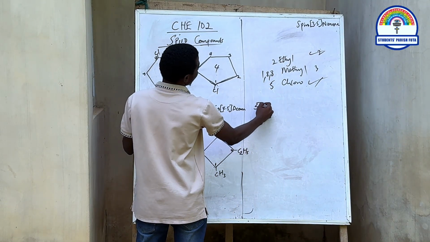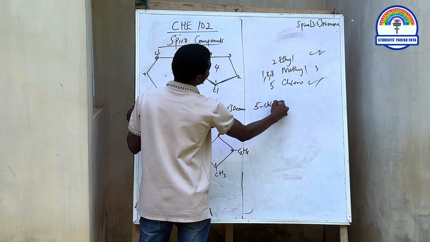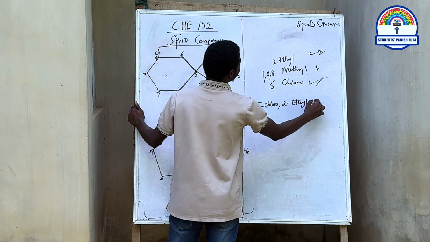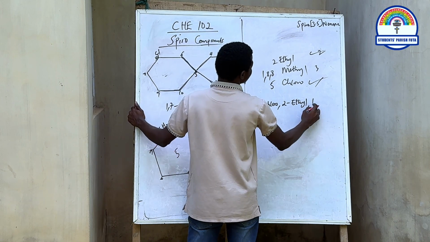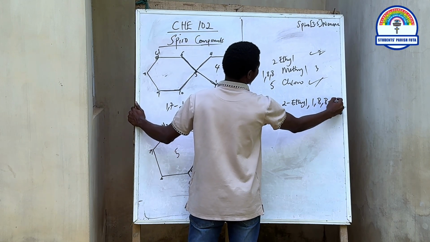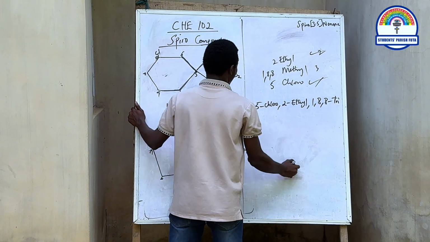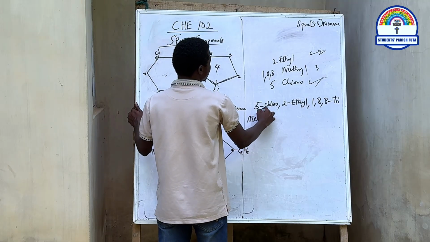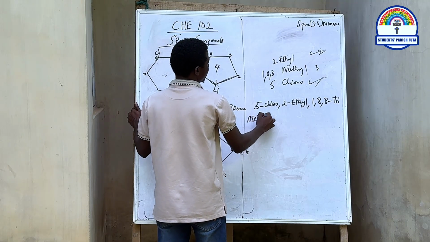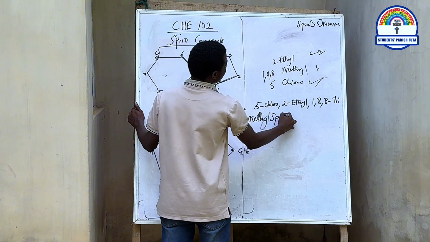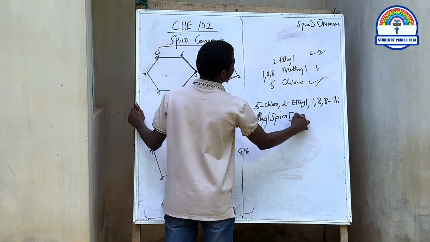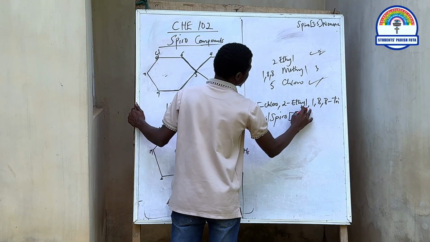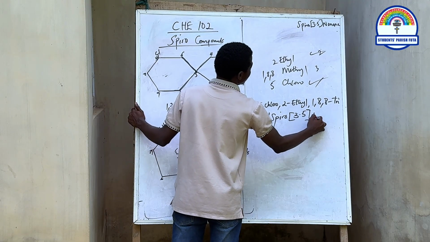First one is chloro, 5-chloro, 2-ethyl, 1,8,8-trimethyl. Then the compound name itself, spiro[3.5]nonane.